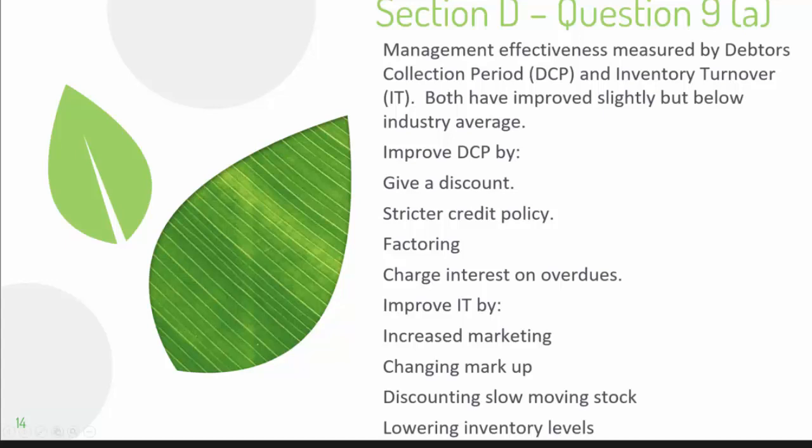I've given you a whole range here, some of which you would have already done in other questions, but on the accounts receivable side, with the debtors collection turnover, you can give a discount for people to pay back their debts quicker. You have a stricter credit policy, so in that policy it might have something about charging interest on overdues. It might ask the applicant to provide financial statements. There's a whole range of other things that can be included in the credit policy, so you're a bit stricter about who you give credit to and under what conditions.